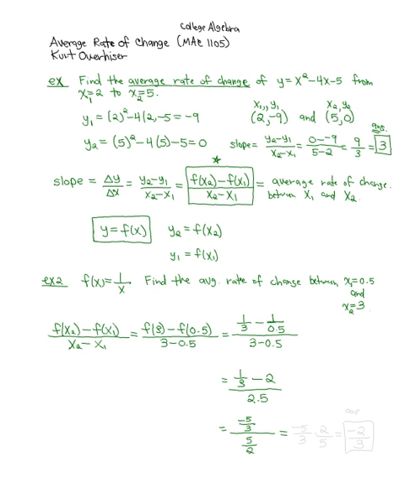And then when we divide two fractions, we multiply the numerator by the reciprocal of the denominator. So we take negative 5/3 and multiply it by the reciprocal of 5/2, which is 2/5, and so we get negative 2/3 is the average rate of change, and that will be our answer right there. So we're done.